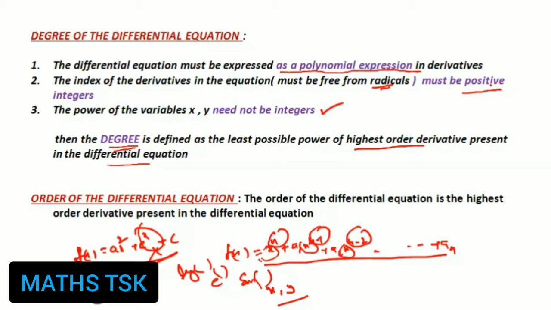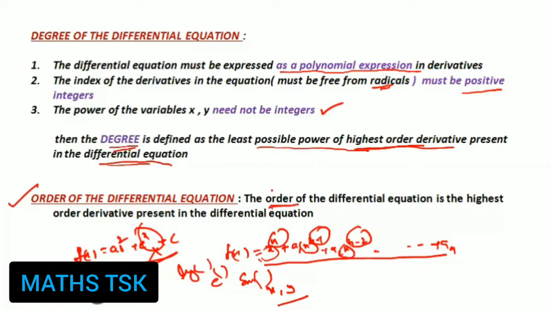If you are able to find such a least positive integer power of the highest order derivative, that is the degree. The differential equation contains derivatives of different orders. Dy by dx is of order 1, d square y by dx square is second order, d cubed y by dx cubed is third order. So the least possible power of the highest order derivative is called the degree of the differential equation. Right. What is the order of the differential equation? No need to think of all these things for the order. The highest order derivative present in the differential equation is called the order of the differential equation.